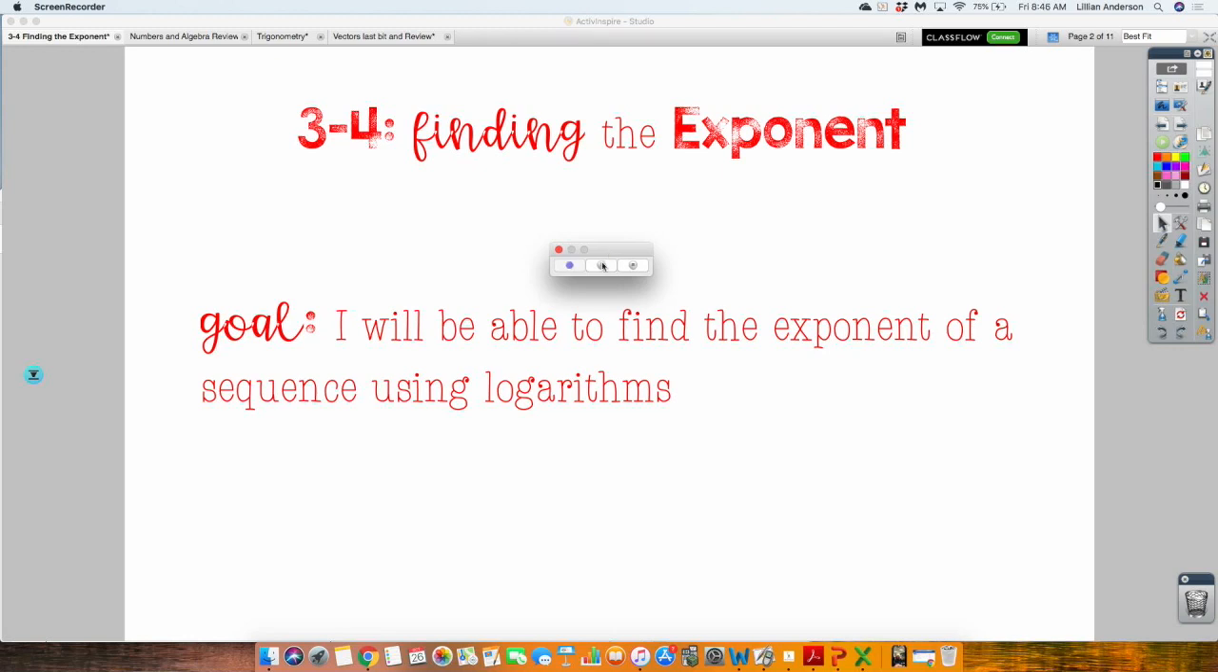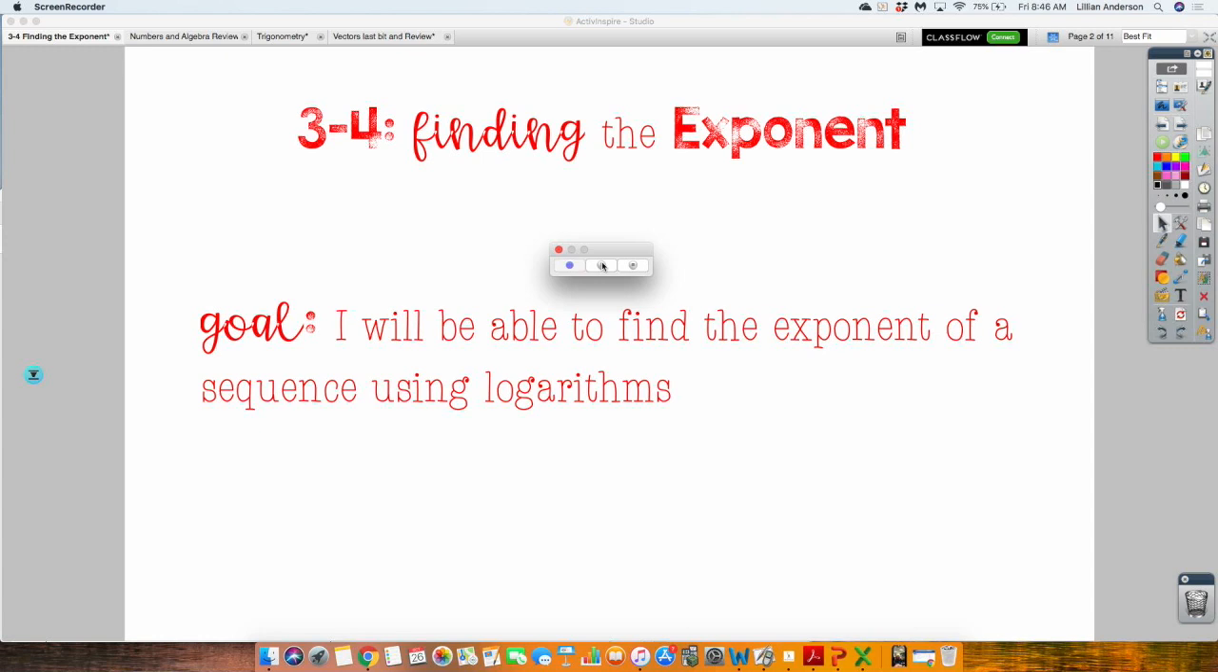Today we are doing lesson 3-4, finding the exponent. Your goal is that you will be able to find the exponent of a sequence using logarithms. And up until this point, basically, we have taken the formulas for a geometric sequence and series, and we have found the sum, or we have found the first term, or we have found the common ratio.